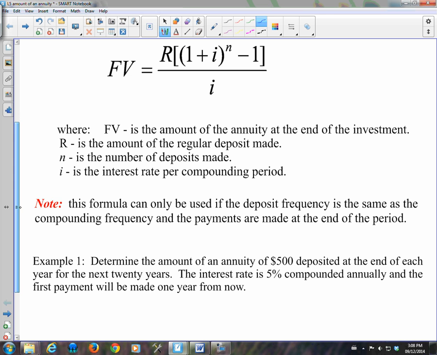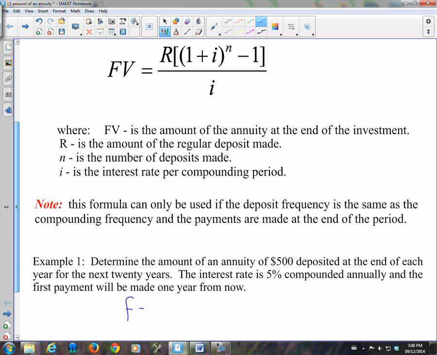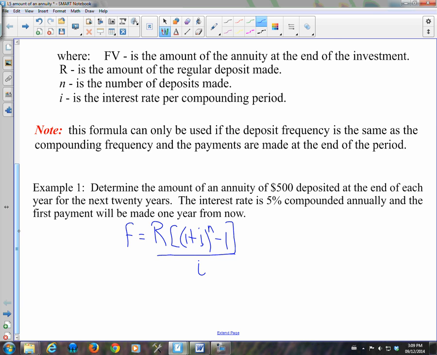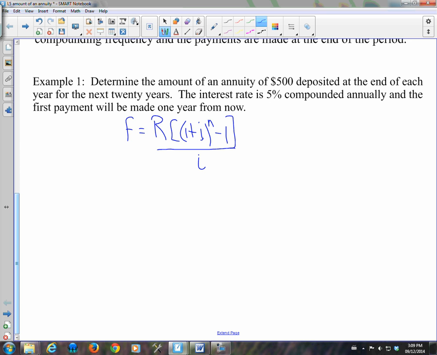So example 1, I'm just going to write the formula down here before we go any further. R times (1 plus I to the exponent n, minus 1) over I. So fairly complicated formula. It's going to be important that you have a calculator and that you practice and know how to use your calculator, because I'm not going to teach you how to use your calculator the day of the test.